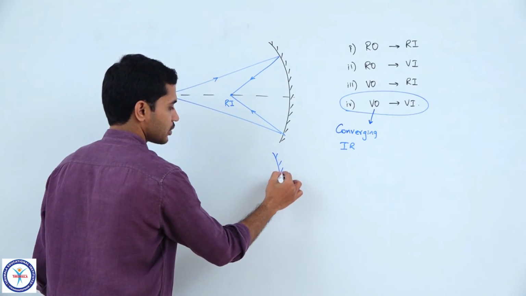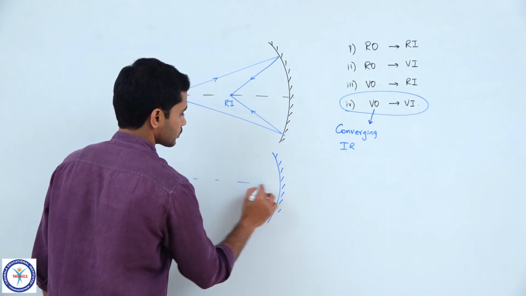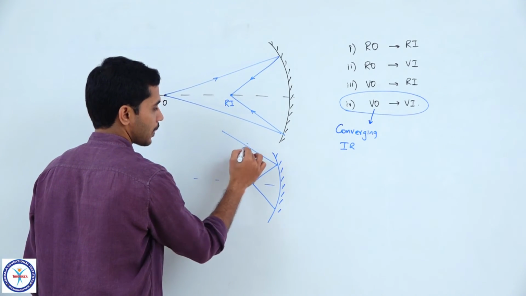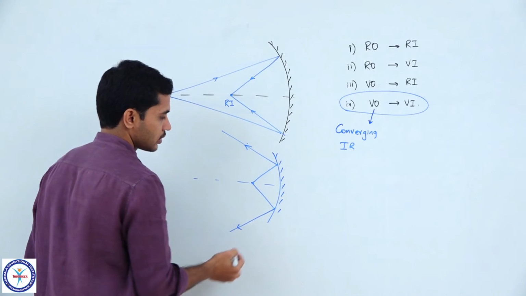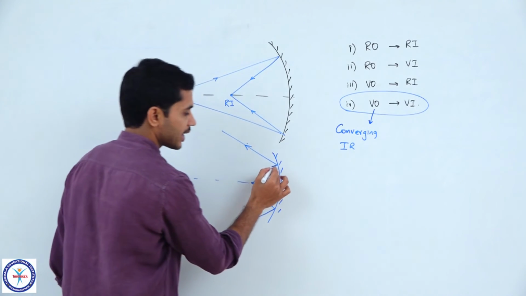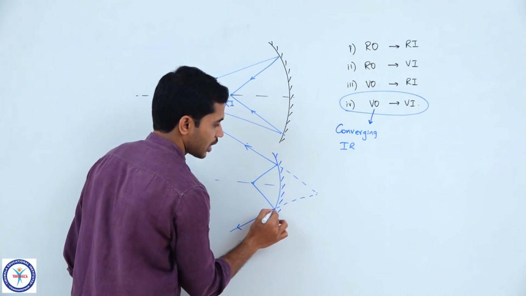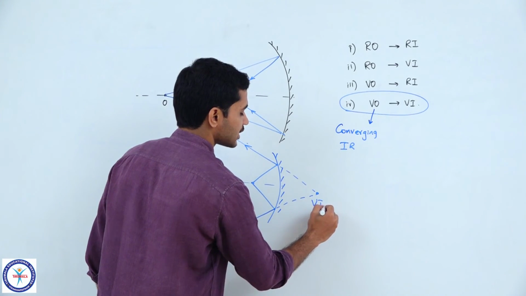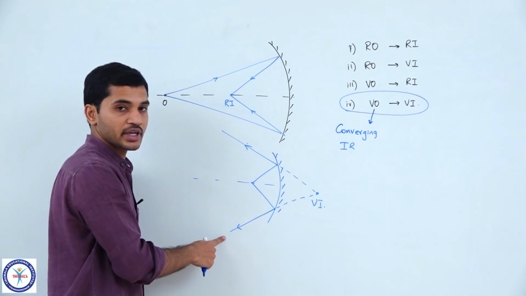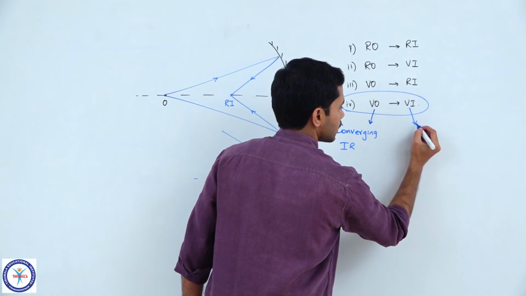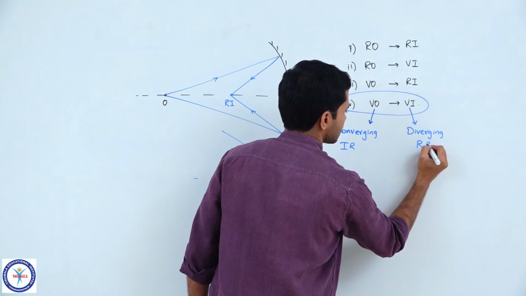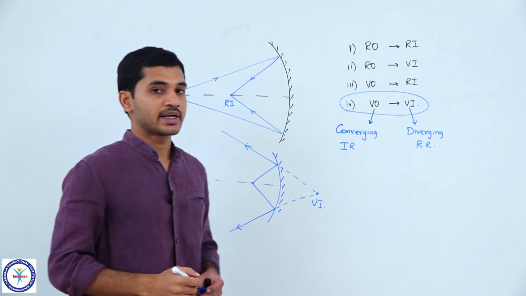Otherwise, if I consider a scenario like this, where after reflection from the mirror the light rays are travelling in this manner, so if these are the reflected rays, now if you see these 2 reflected rays, they are not going to actually intersect to form an image, but when I extend them backwards, they appear to intersect over here, and that is what we call a virtual image, right. So, when is a virtual image formed? When the light rays are diverging. So, this means diverging reflected rays, that is it. Now, you will get the idea.